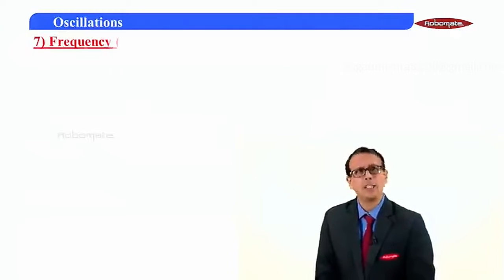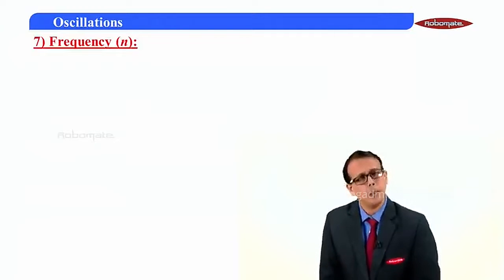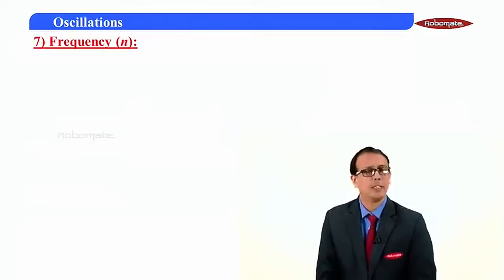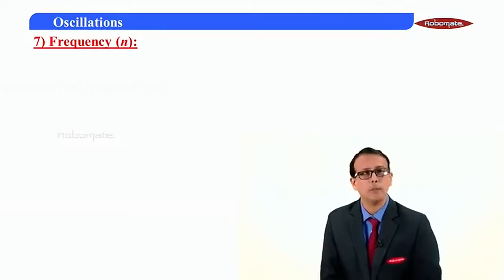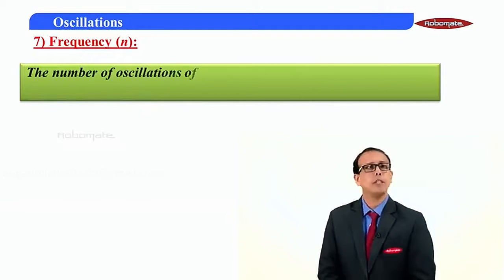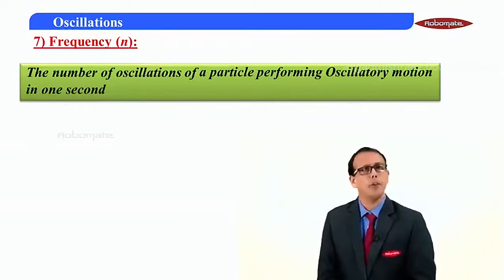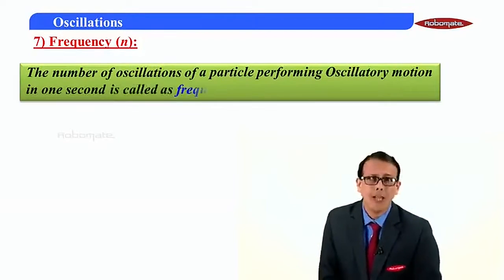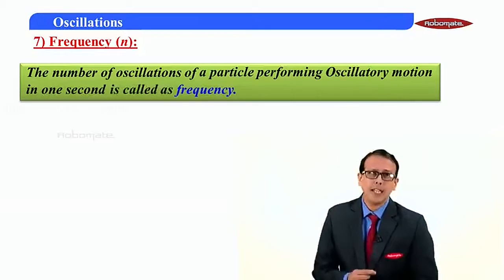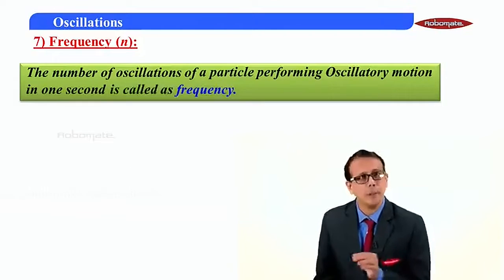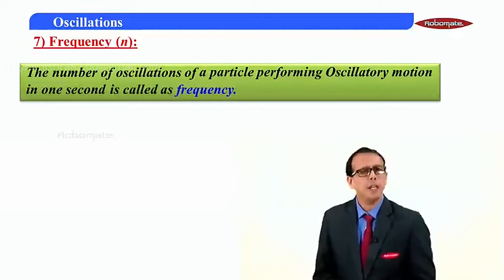Let's see the next term, students. Frequency. Definition is similar to that of circular motion, except there we used the word revolution. Here it will be replaced by oscillation. So frequency can be defined as the number of oscillations of a particle performing oscillatory motion in 1 second. In 1 second, how many oscillations it has completed, that number is called frequency, represented generally by small n.